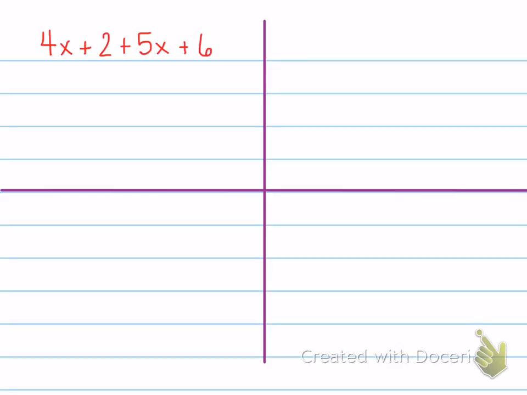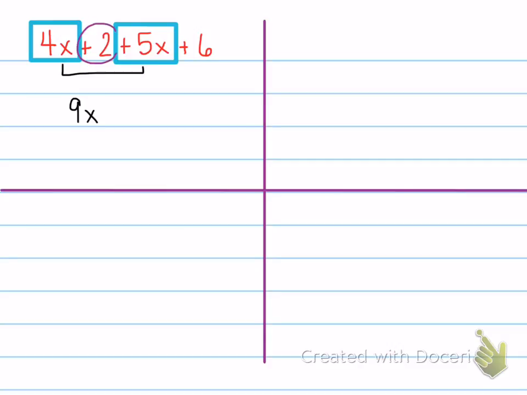You'll notice there are no negatives in this problem, so we don't have to worry about that at all. So I'm looking for like terms. I always look for my variables first. I have positive 4x and positive 5x. Again, notice I always put the sign with the number. So 4x and 5x, those are like terms. When you bring these together, you get 9x. 4 plus 5 is 9, and then you keep that exact same variable.